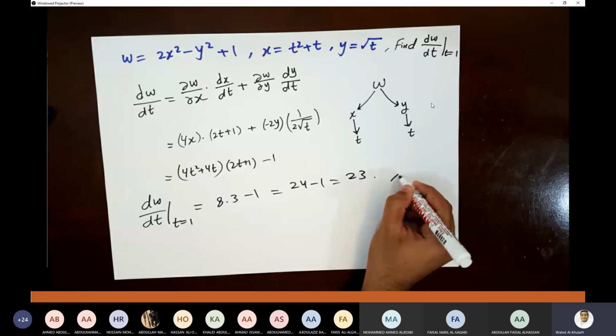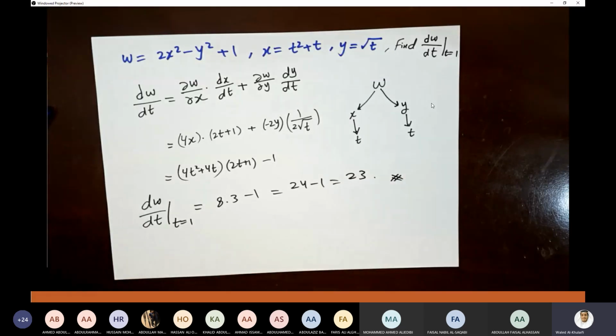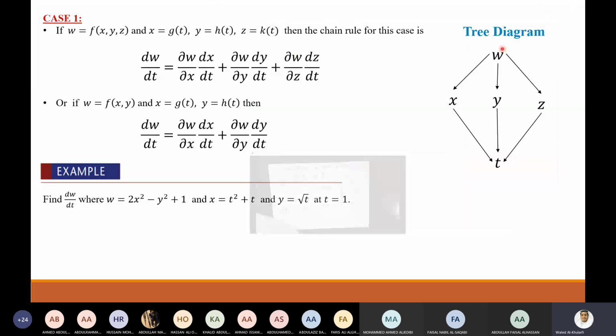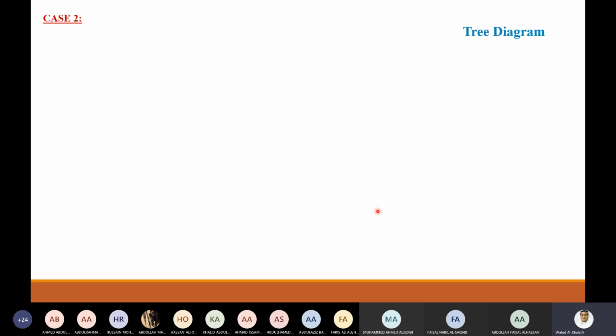Okay. Any question here, guys? So things are clear. This chain rule is very nice, and this is the result. This is a simple case of one variable. Now let's talk about the other cases here.